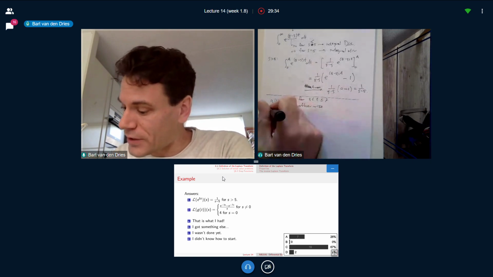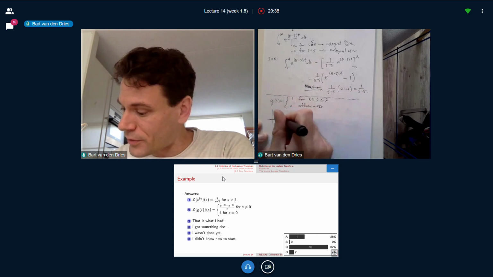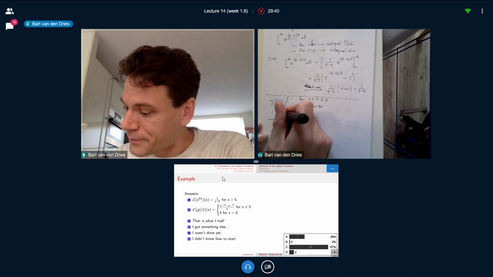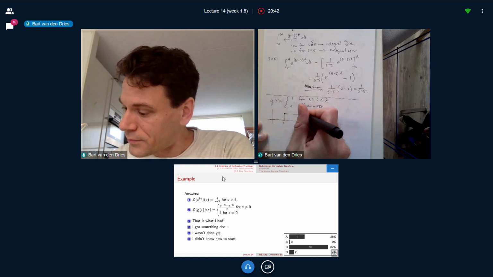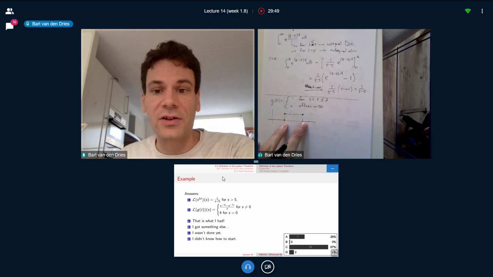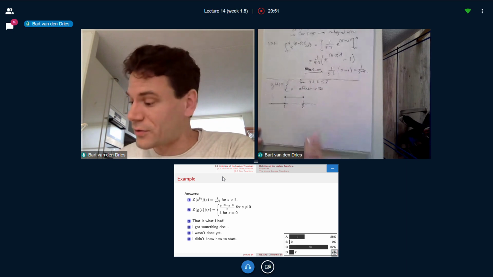So the graph looks like this, right? It's 0, 0, and then at some point at 3 it jumps up, and then here it jumps down again. That's the function. So only in this regime does it contribute to my integral.